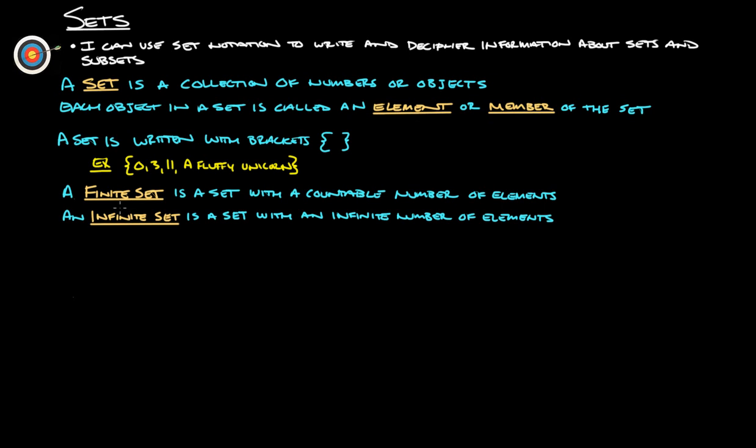A finite set is a set with a countable number of elements. Like this is a finite set. There's 4 things in there. And an infinite set is a set with an infinite number of elements, so that would not be countable.